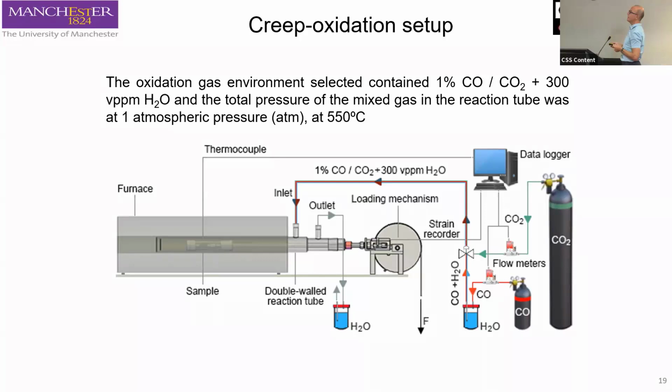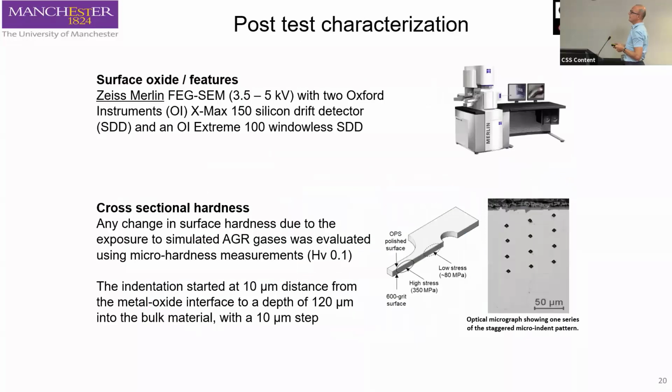of water vapor. And after the test, we used FEG-SEM, a Zeiss Merlin, for cross-sectional identification of the oxide, as well as EDX mapping. And in order to identify the hardness associated with the carburization, we used micro indentation with a 100 gram load.